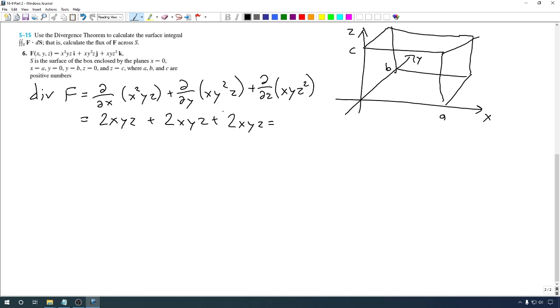Of course, they've made this so it actually combines nicely. So these actually all are like terms. So we get a 6xyz. If we integrate that over the box, then by the divergence theorem, this surface integral is just the triple integral over the box. We can go ahead and call that B for box, of 6xyz dV. Now, our limits here are just going to be from 0 to a, 0 to b, 0 to c.